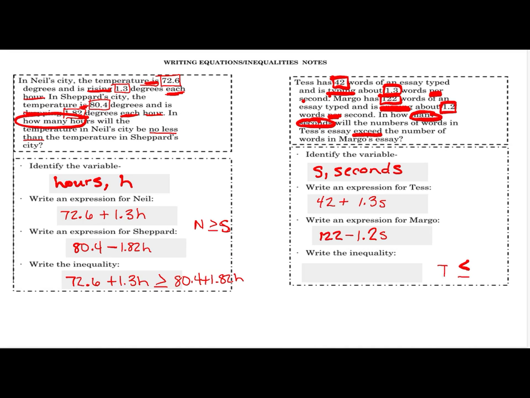I want Tess to be less than or equal to Margot. And that's how I'm going to write this. Tess: 42 plus 1.3s less than or equal to 122 minus 1.2s. And that is how you do that.